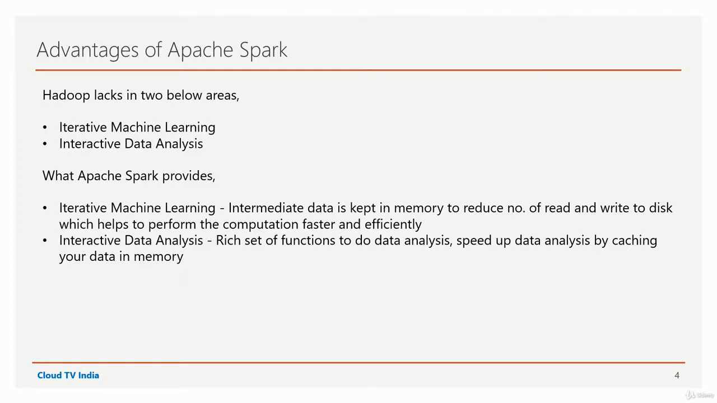One is iterative machine learning and interactive data analysis. Okay, what is iterative machine learning? Basically, if you take any machine learning algorithm, there will be a data set. On the data set you want to implement a specific algorithm. Take the example of logistic regression, or linear regression, or any other machine learning algorithm you want to implement. On the data set, the algorithm will run on multiple iterations.